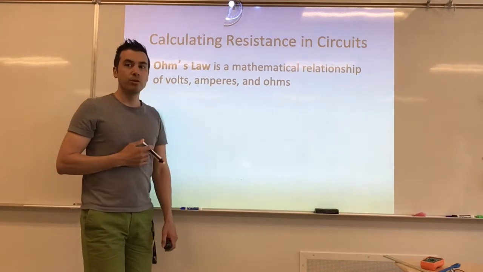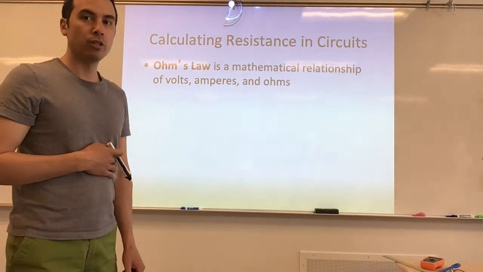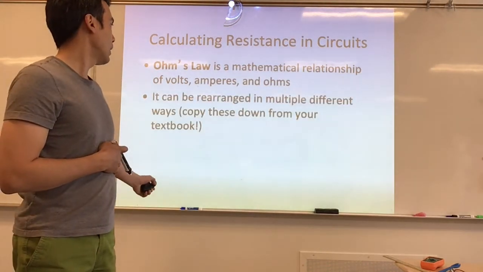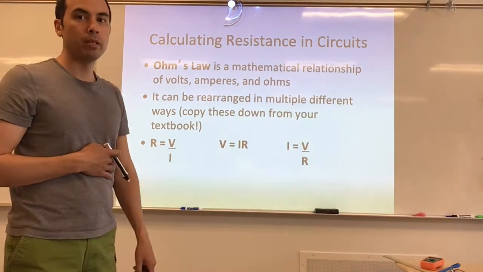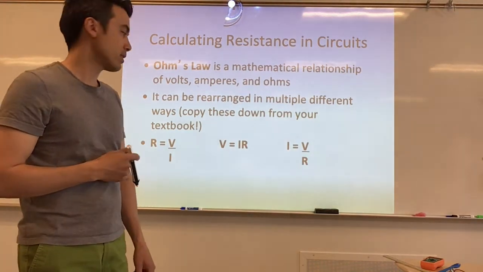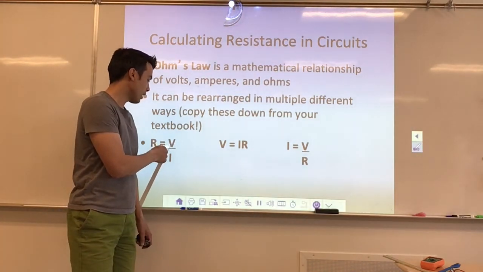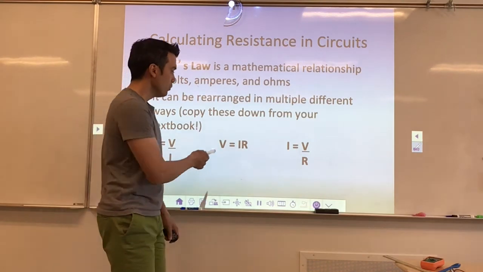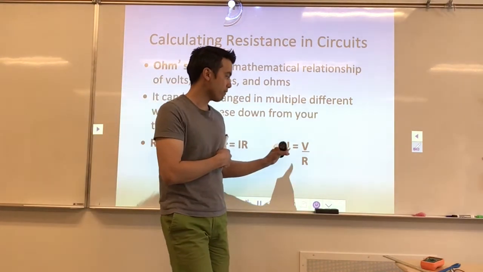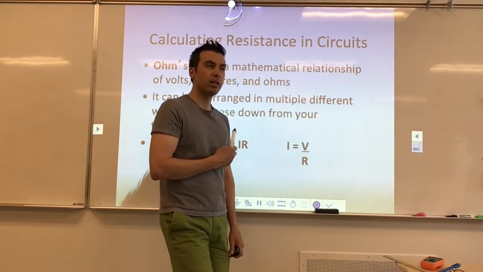Okay, so there's this mathematical relationship between voltage, current, and resistance. There are three formulas that relate the same idea. We can calculate resistance by taking voltage and dividing it by current. We can also find voltage by multiplying current and resistance, and we can find our current by taking our voltage and dividing it by resistance.